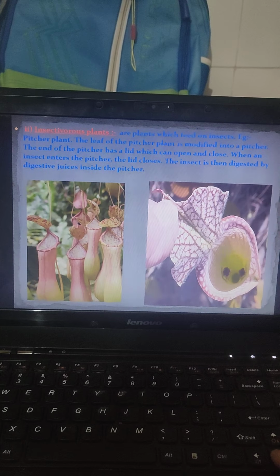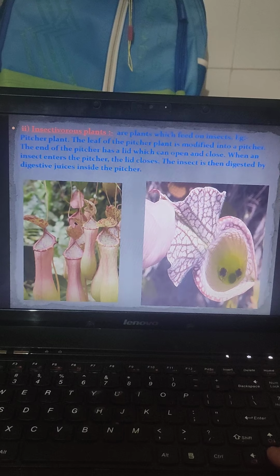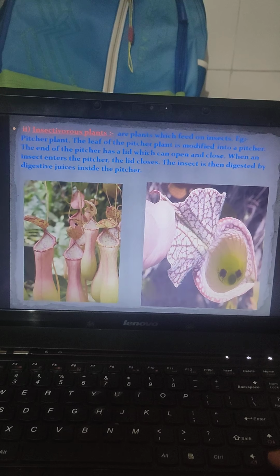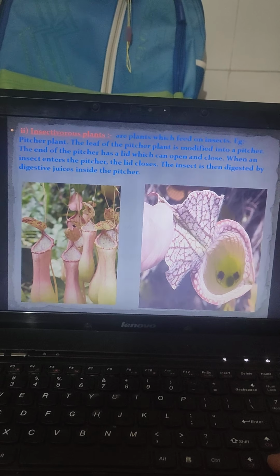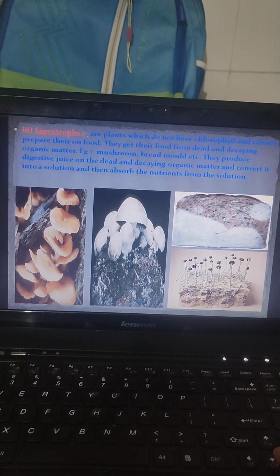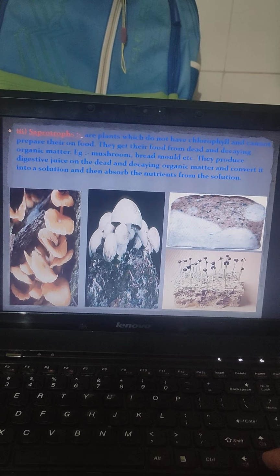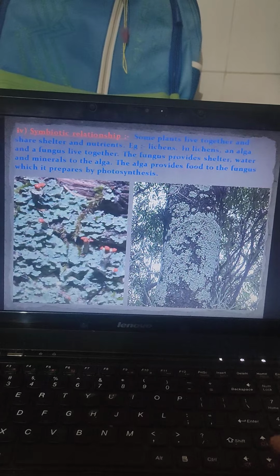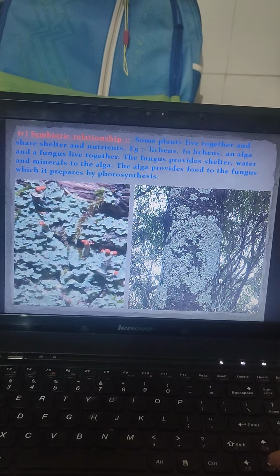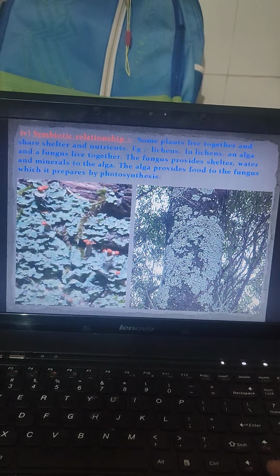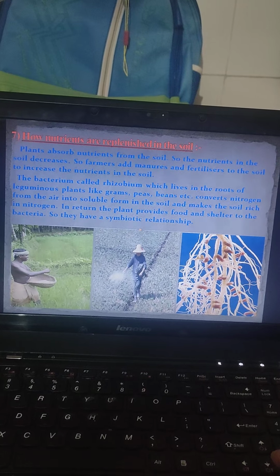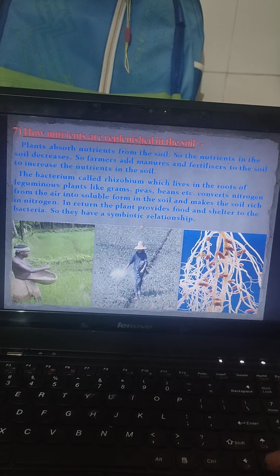Then you must be able to tell about some plants. Then you must be able to tell the name of some plants which are insectivorous plants. Then you must be able to tell the name of some saprotrophic plants. Then you must be able to tell the symbiotic relationship. You must be able to tell how nutrients are replenished in soil.